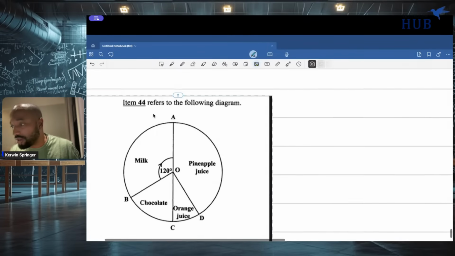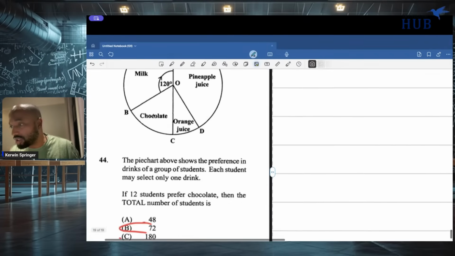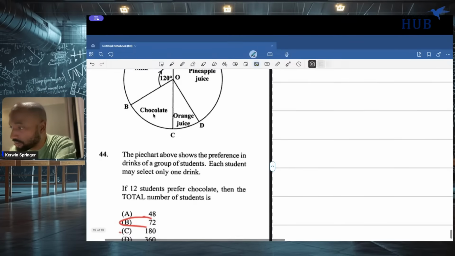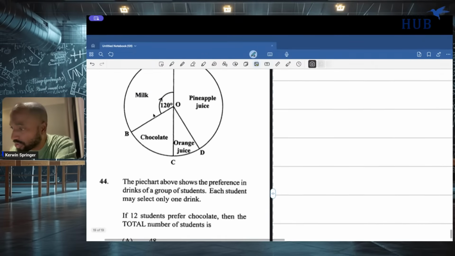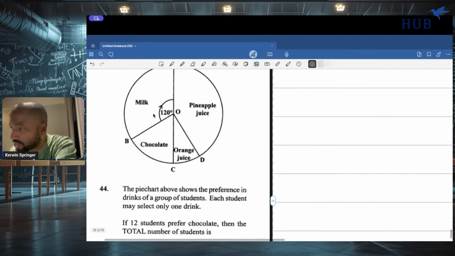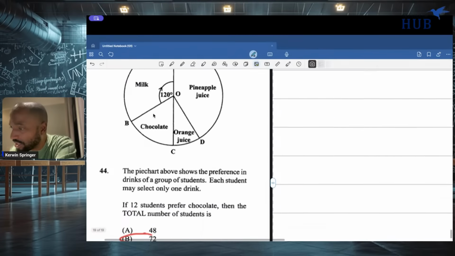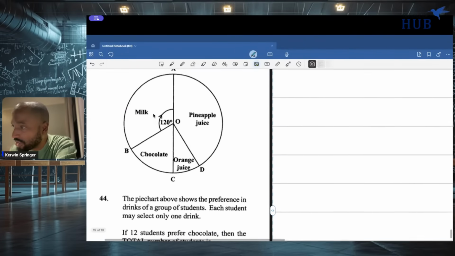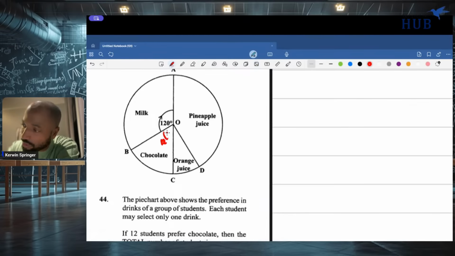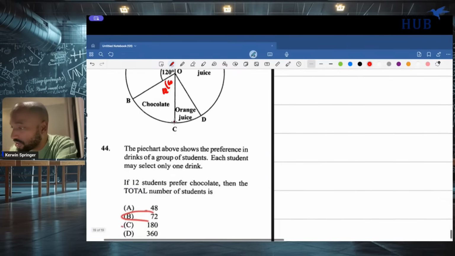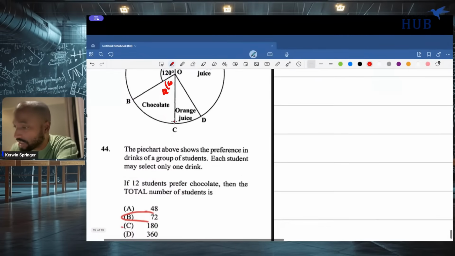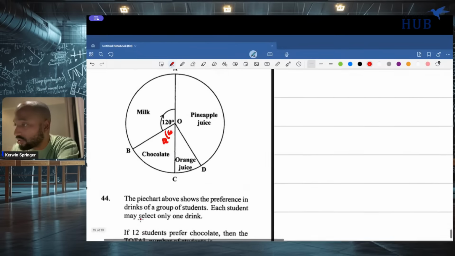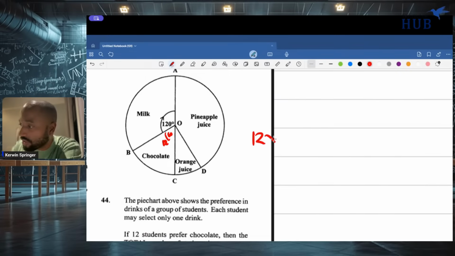The pie chart above shows the preference in drinks of a group of students. It came in 2023. Each student may select only one drink. I did this yesterday. 12 students prefer chocolate. So this really means 12 represents 60 degrees. The total number of students is 72, that's correct. So you need to just say 12 times 6, that's 72.